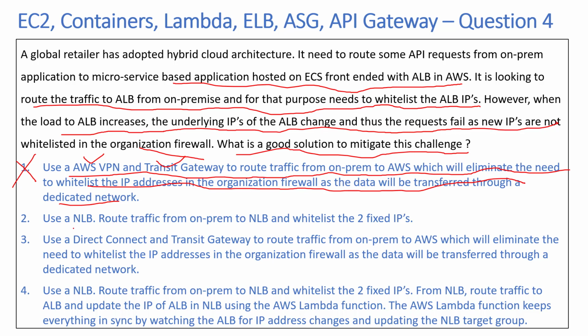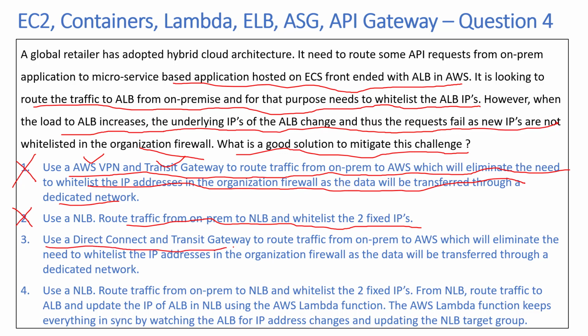Use NLB, a network load balancer, route traffic from on-premise to the NLB, and whitelist the two fixed IPs. Yes, that's correct. We'll need to use the NLB because NLB provides you with two static IPs in two availability zones in your VPC, and you can route traffic to them, but then it doesn't highlight how that traffic is going to be routed from the NLB to the ALB. So this is a partially correct, but incomplete answer.